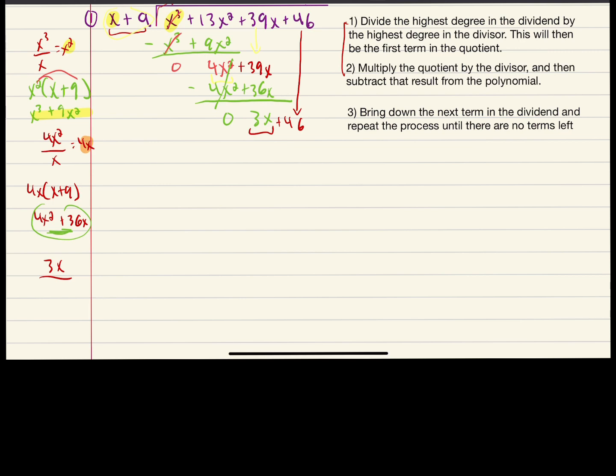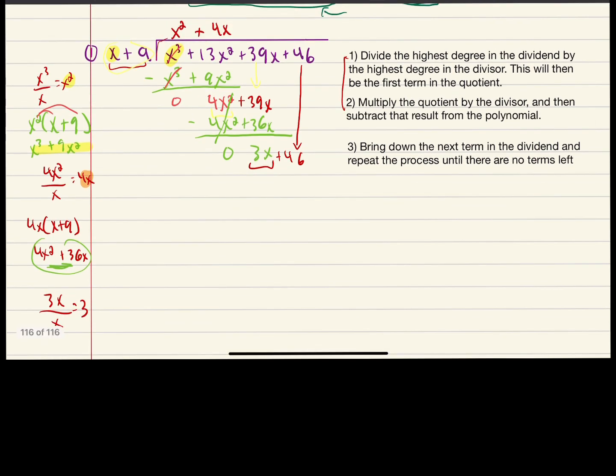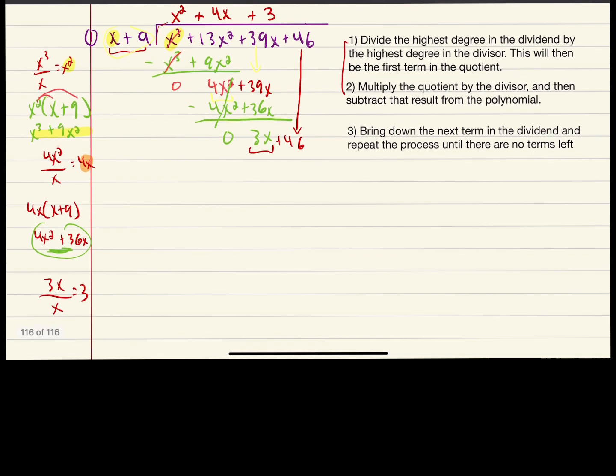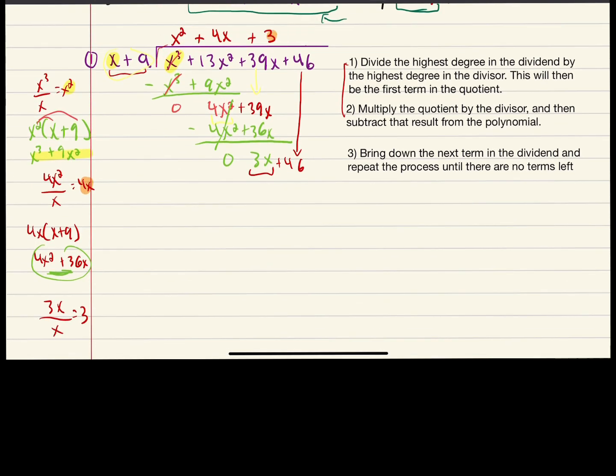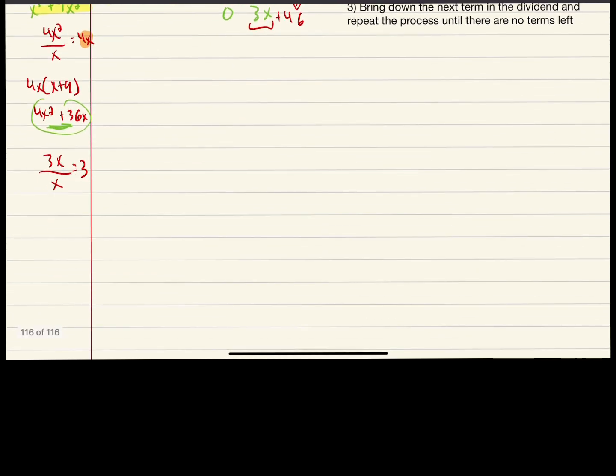And by that, we're going to divide the 3x by the first term in the divisor, which is x, and that's going to give us 3. So we're going to place this 3 as a term in the quotient. And then that 3, we're going to multiply by the divisor. So it's going to be 3 times x plus 9. And that gives us 3x plus 27.